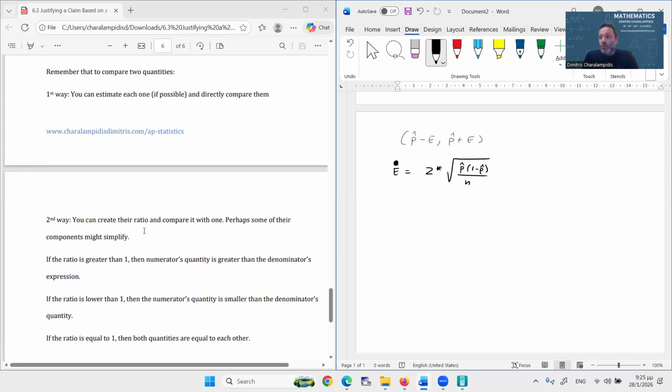So I found the ratio. Then what? Then I should compare it with the unit. I should compare it with number 1. If, let's say, A over B is greater than 1, then this means that the quantity on top is greater than the quantity on the bottom. If A over B is less than 1, then this means that the quantity in the numerator is less than the quantity in the denominator. And finally, if this ratio is equal to 1, then this means that these two quantities, both on top and at the bottom, are equal to each other.